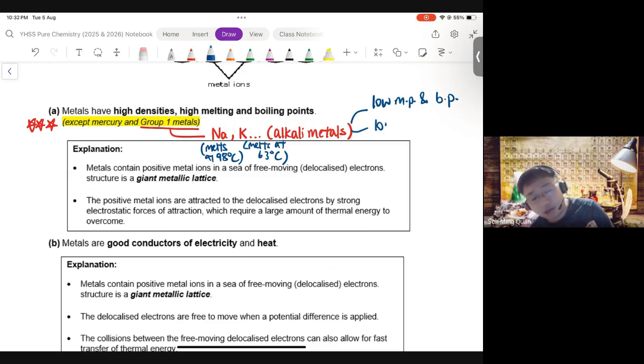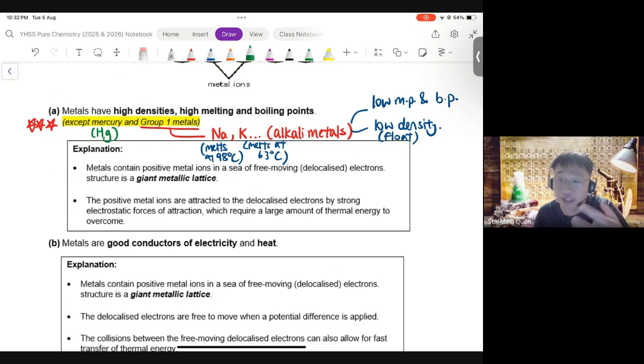Next, alkali metals in group 1 have low density, meaning they will float on water. So potassium and sodium are able to float on the surface of water. Now, another notable exception is mercury. Mercury's chemical symbol is Hg, which is rather unusual because it's quite different from its name. Now, mercury has a high density, but mercury has a low melting point. In fact, mercury is a liquid at room temperature.